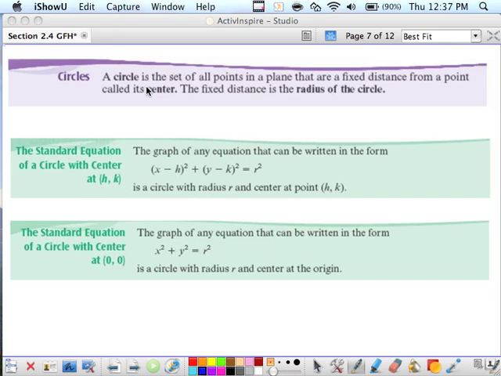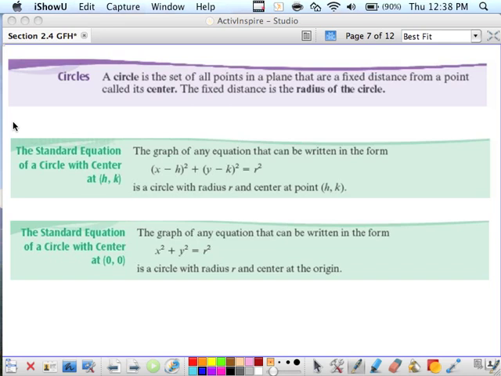We're going to talk about circles, and we want to start with the geometric definition of a circle. A circle is the set of all points in a plane that are a fixed distance from a point called the center. That fixed distance is called the radius of the circle. That's the geometric definition of a circle.